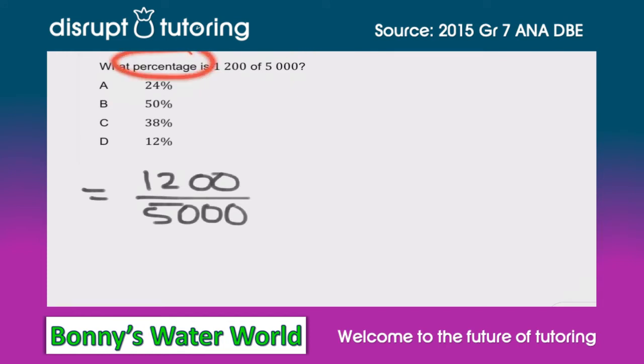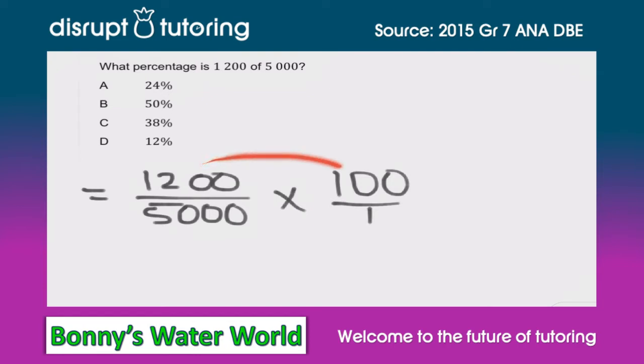Now the percentage part of the question: we need to convert this ratio to some number between 0 and 100. So whenever you see percentage, you automatically times that ratio by 100. And we're going to put that over 1 so that it's easy for us to multiply the numerators together and multiply the denominators together. We know that dividing anything by 1, the number stays the same. So we haven't changed anything.